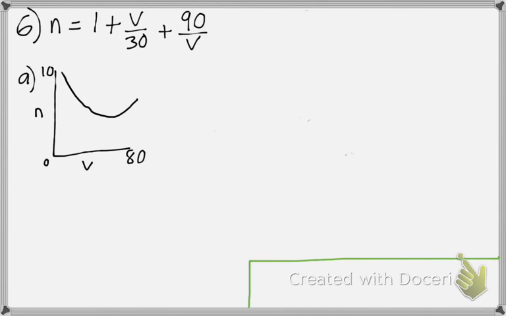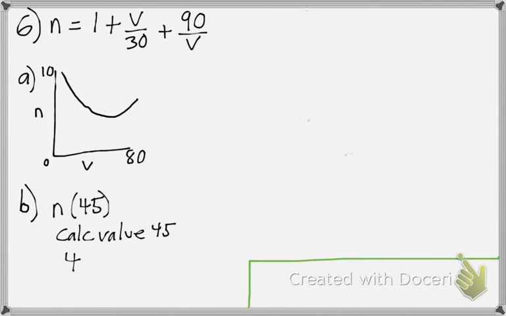Part B says express using functional notation the length of the yellow light when the approach speed is 45 feet per second, and then calculate that value. So n of 45 would be that, and if I do a calc value with 45, then I should get 4.5 seconds.